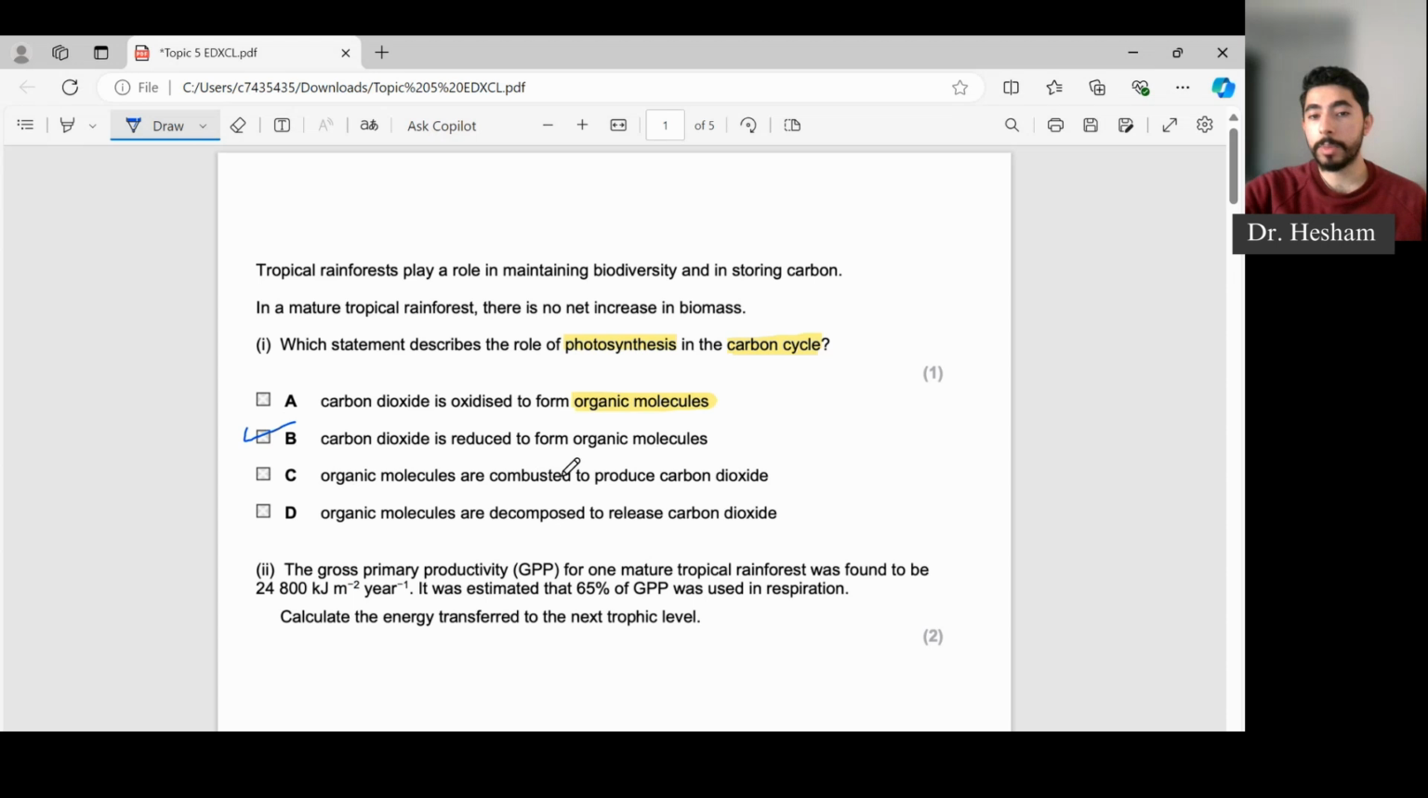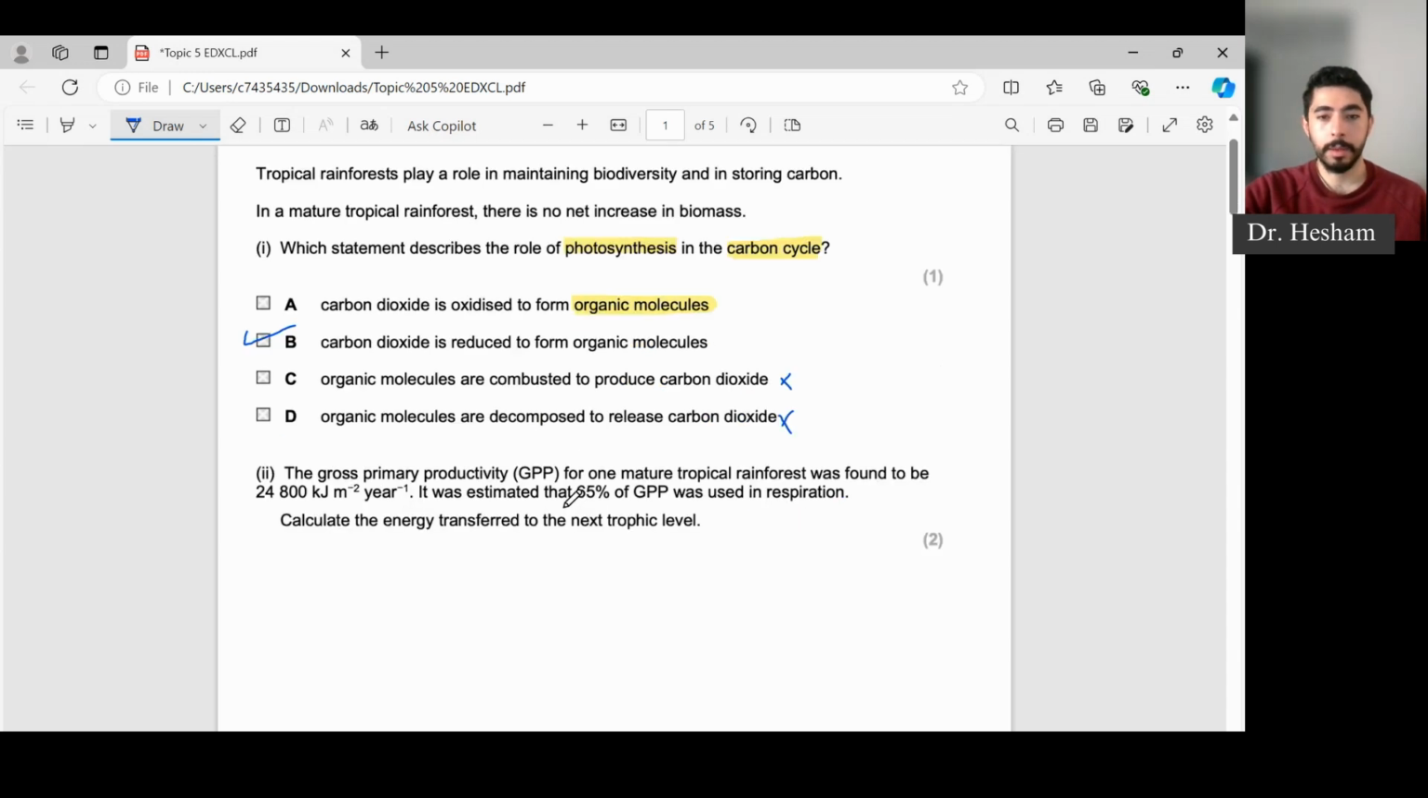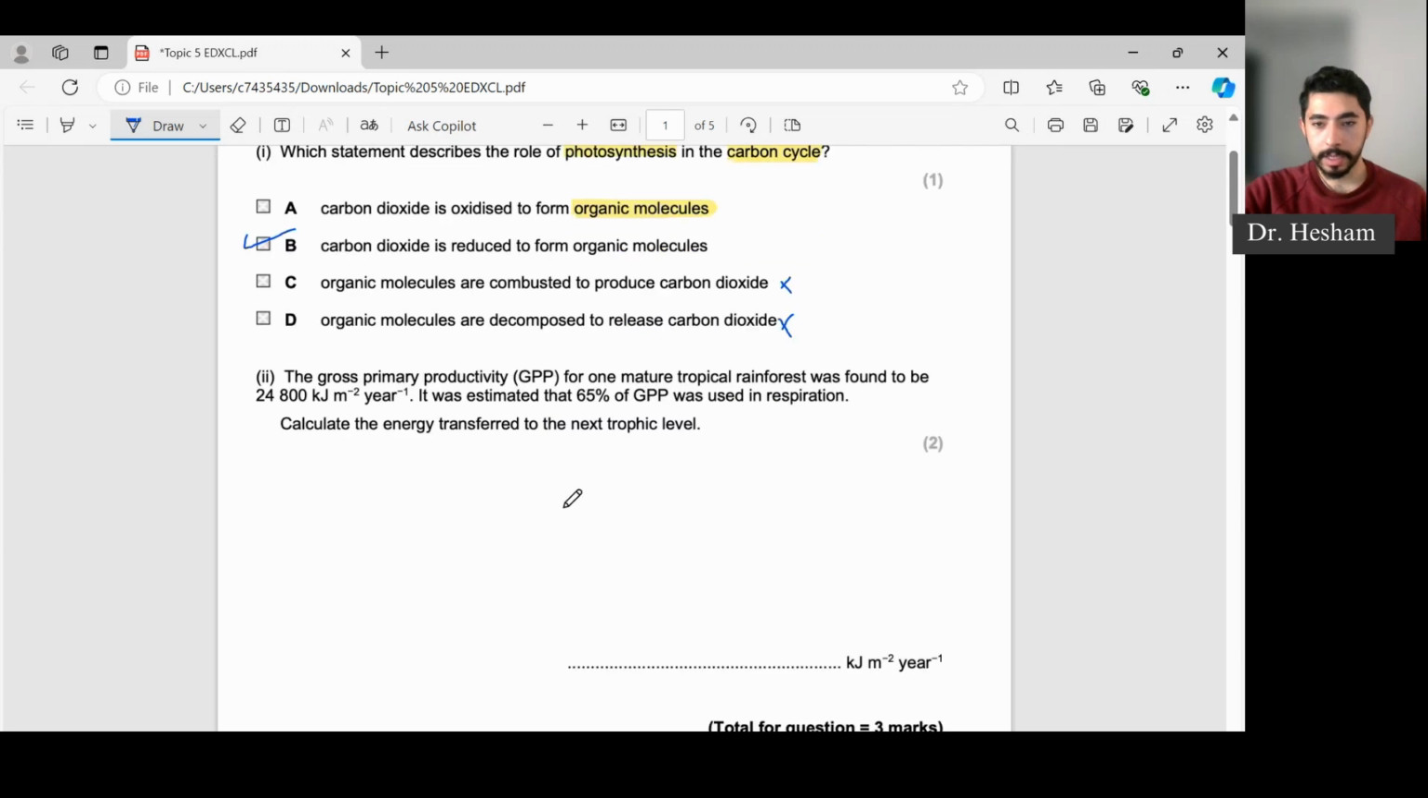Organic molecules are combusted to produce carbon dioxide? No. Photosynthesis does not produce carbon dioxide. It uses carbon dioxide. Organic molecules are decomposed. This is unrelated. So combusted and decomposed have nothing to do with photosynthesis. So the answer is B. Let's move on to the second question.